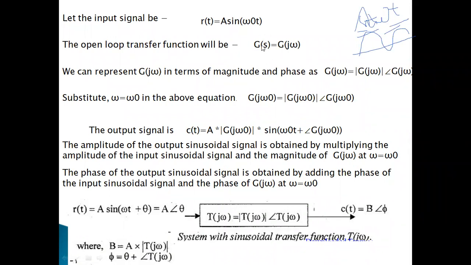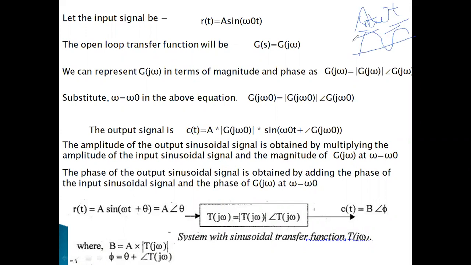So the open loop transfer function is G of s. Its sinusoidal transfer function is obtained simply by substituting s equal to j omega. G of j omega is the sinusoidal transfer function of the open loop transfer function. Since it is a complex number, we can represent it in terms of magnitude and phase angle.